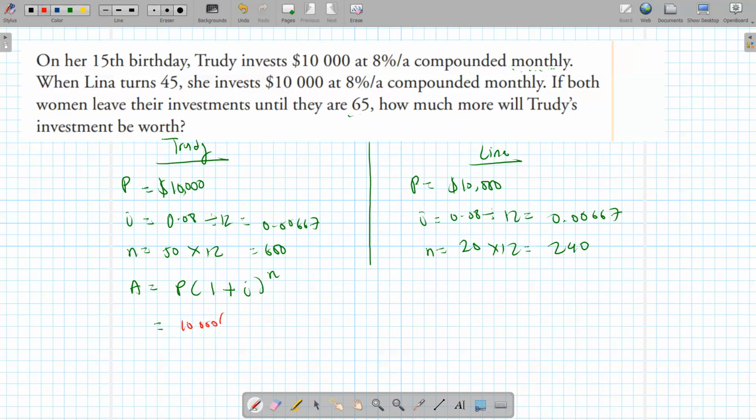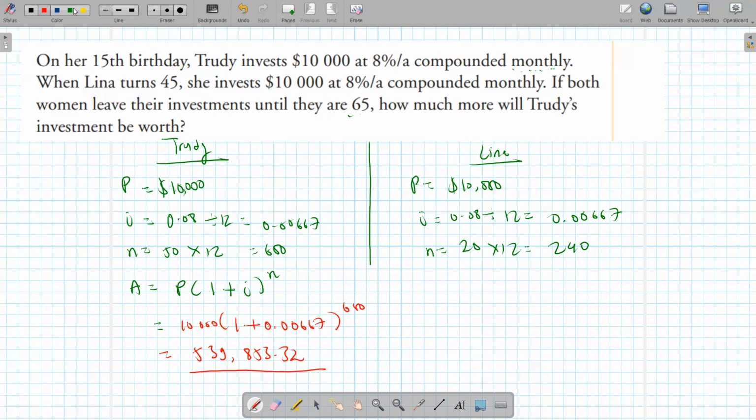So P is 10,000. 1 plus I is not the 8%, but this monthly rate, to the power of n, which is 600. So 1 plus 0.00667 to the power of 600, times 10,000. Oh, that's a lot of money. So Trudy would have this amount of money in the bank after 50 years.